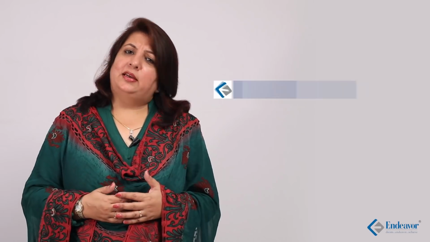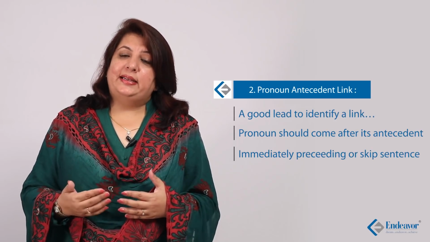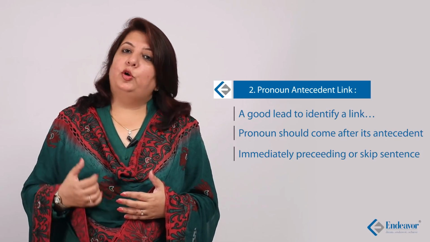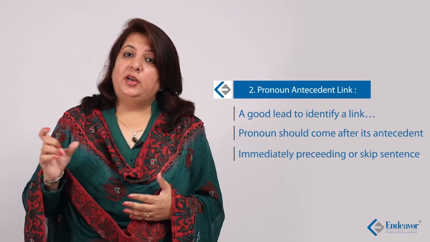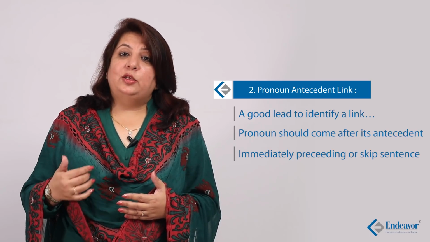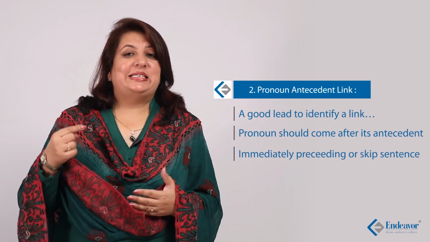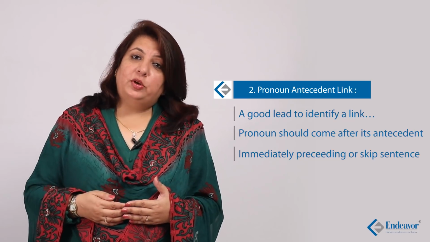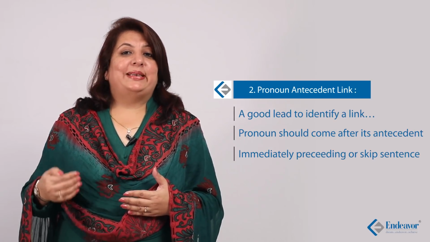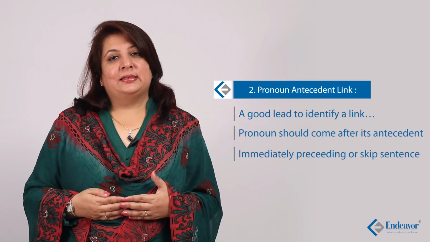A few more links related to grammar are the pronoun antecedent link. If a sentence has a proper noun or a common noun, then the sentence in which the proper noun or common noun is used precedes the sentence in which the same proper noun or common noun is denoted by a pronoun. So the pronoun comes later, and the antecedent comes before that sentence.